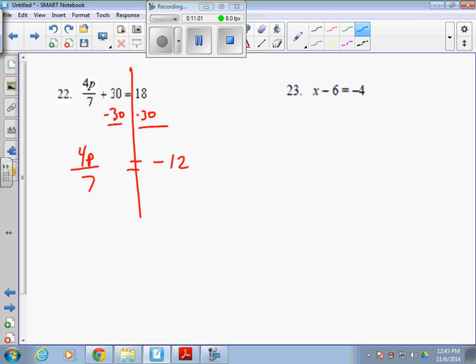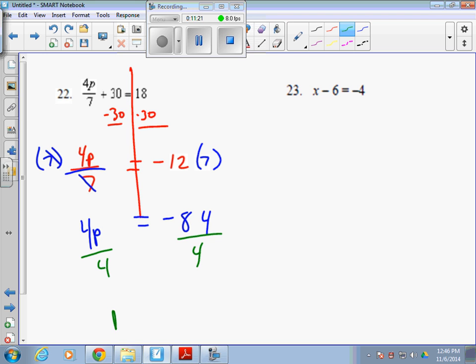Undo this over 7 part by multiplying by 7. If you do it there, do it here. 4p equals 7 times 12 is 84, and it's a positive times a negative, so it's negative 84. Undo 4 times something by dividing by 4. Do it here as well. P equals, again, a positive and a negative is going to be negative. 4 goes into 8 twice and into itself once, negative 21.